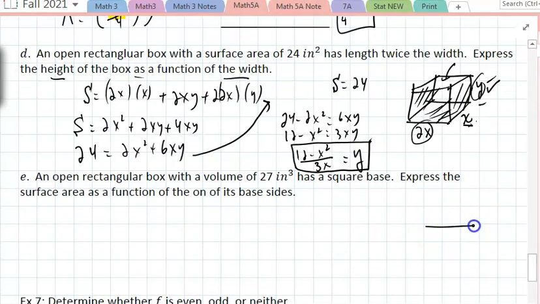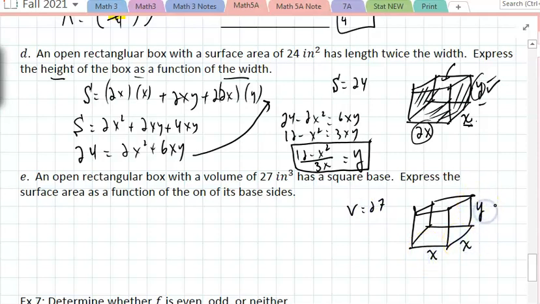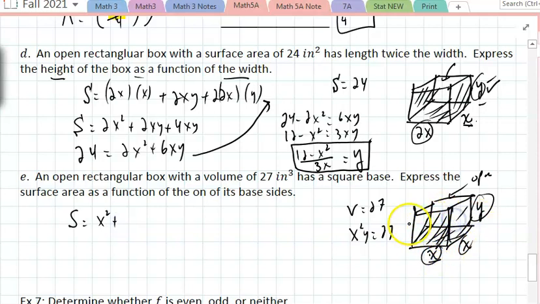Another open rectangular box. They like those boxes. An open rectangular box has a volume of 27 cubic inches, has a square base, so whatever this is, I can call the height y, that's a good idea. So the volume is length times width times height, so I know that x squared y equals 27. Express the surface area. The box is open, again. Surface area is area of the base, which is x squared, plus this is x by y, and there's 4 of them.